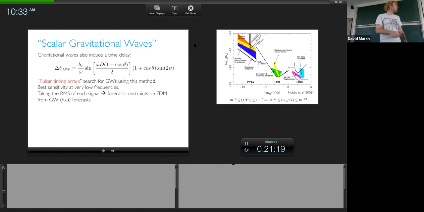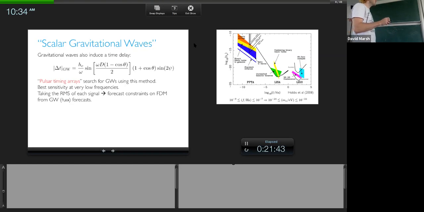So this is a way that has been proposed to try and detect a stochastic background of low frequency gravitational waves. There hasn't been a detection of them, but there are results, and I'll show you them. So these pulsar timing arrays search for gravitational waves using this method. They have a good sensitivity at very low frequencies, and I'll show a plot shortly.